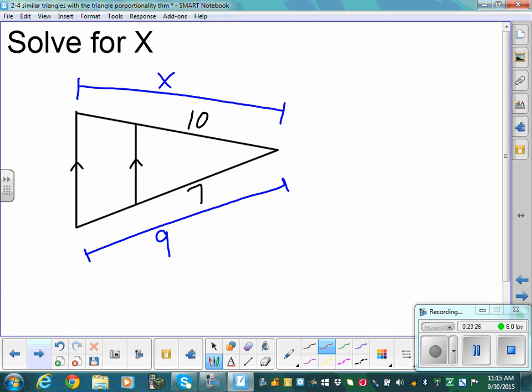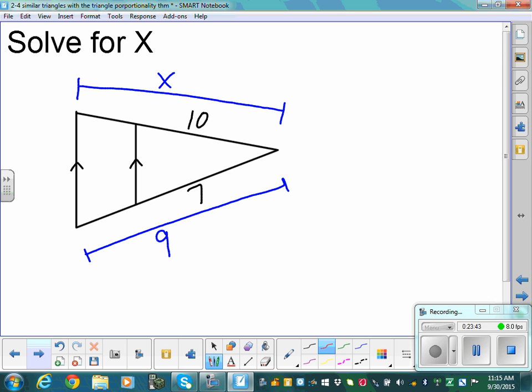All right, so first of all, we know this entire length is 9. We know that this piece right here is 7. We know this piece right here is 10. We know the entire length is x. So we can set this up because these lines are parallel. We know we have similar triangles. We can set this up a couple different ways.